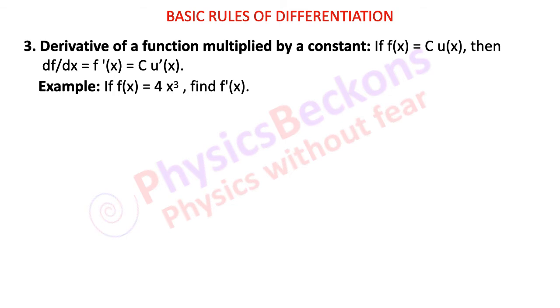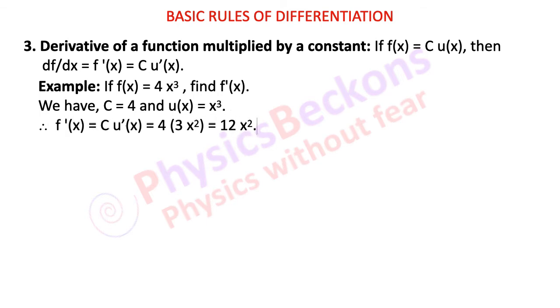So f dash x will be c into u dash x, or 12x square. Differential of x cube is 3x square multiplied by that constant 4. So you get 12x square as the derivative.